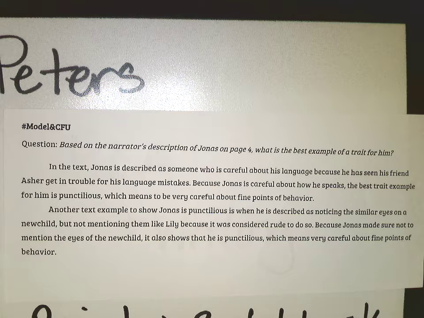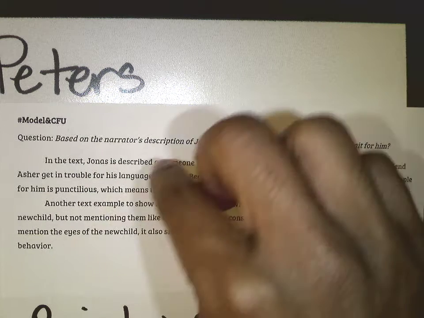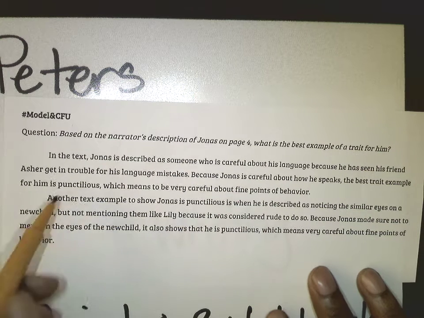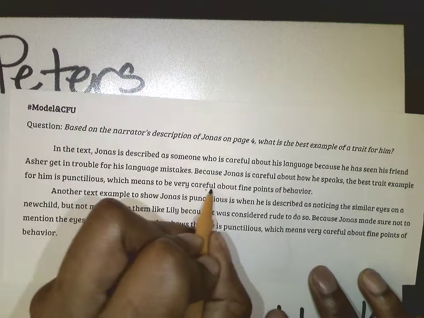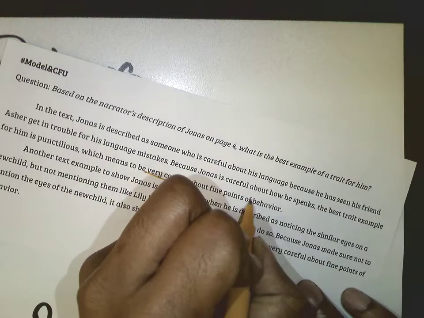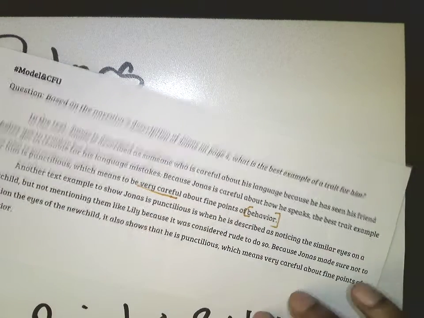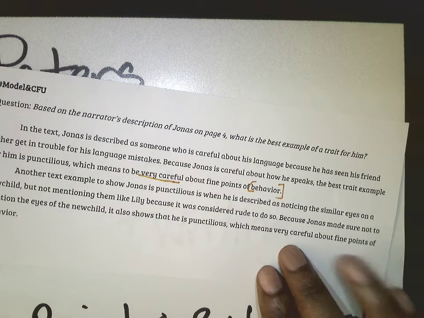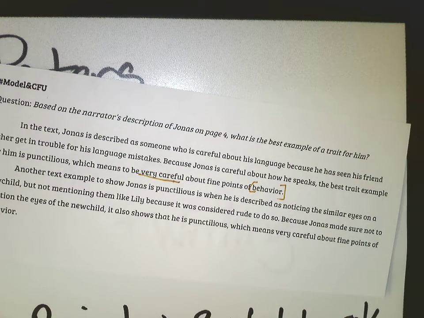All right? So the first paragraph that I have up here, this is from Tuesday. And first thing I want to do is I want to just annotate keywords or phrases in my definition that I want to say have to show up in my evidence. So punctilious means to be very careful about fine points of behavior. I'm going to do both of those. Now I'm doing an underline and a bracket, but you don't have to. You can do any annotation that you want.